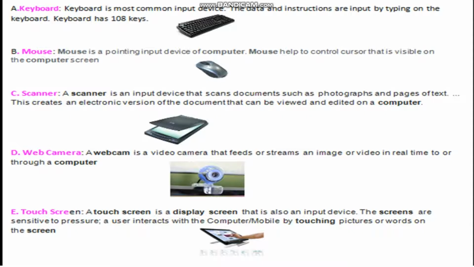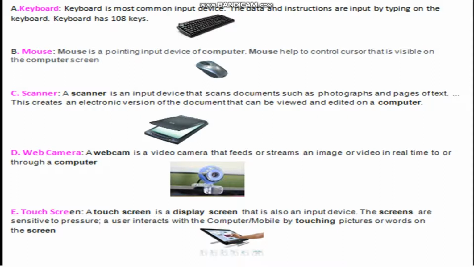A scanner is an input device that scans documents such as photographs and pages of text. Nowadays many scanner apps have come: Adobe, Cam Scanner, Google PDF, like that. So you can use a scanner on mobile also. A web camera is a video camera that feeds or streams an image or video in real time through a computer. In a laptop you have a default camera, and if you are using a desktop you can find a camera also. We use web cameras and digital cameras also to store information.